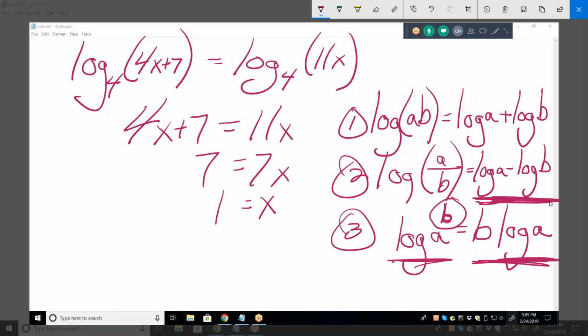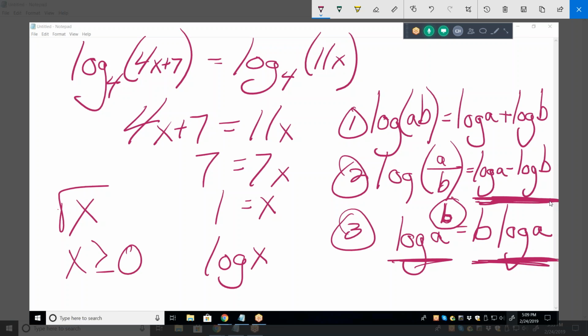It's like if I said, what's the domain of the square root of x? Well, x has to be greater than or equal to 0. x can be 0. You can take the square root of 0. But if I said, what's the domain of the log of x? x has to be greater than 0. You cannot take the log of 0. So that should help.